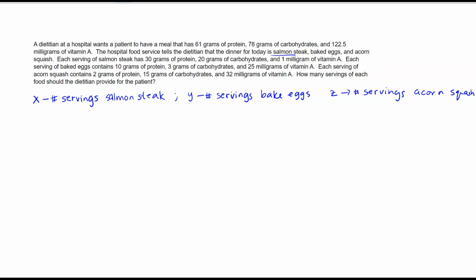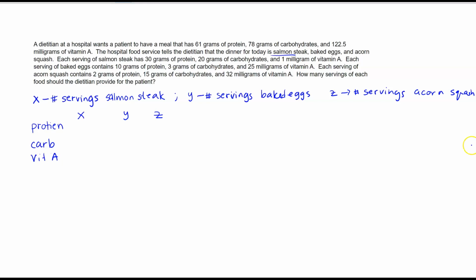Now, let's set up the equations to help us solve our problem. We can do that by creating a table. So let's create the table and look at the amount of protein for each serving of salmon steak. So this is x, the number of servings of salmon steak, y the number of servings for baked eggs, and z is for the number of servings of acorn squash. And then let's look at the amount of protein, carbohydrates, and then vitamin A.